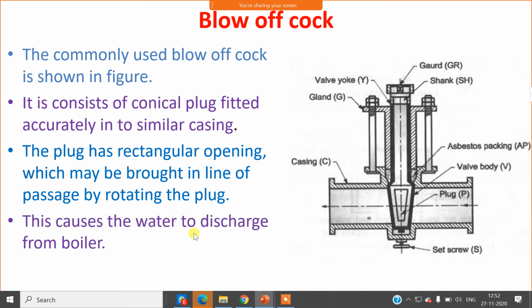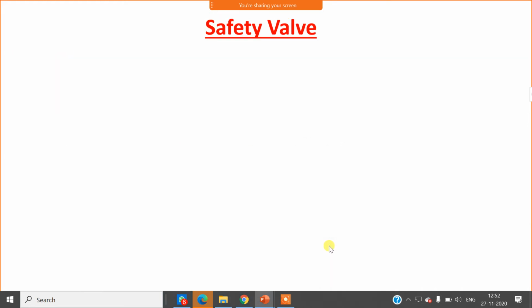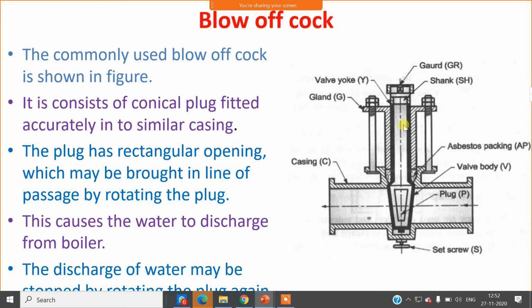This causes the water to discharge from the boiler. The discharge of water may be stopped by rotating the plug again. The discharge of water from the blow off cock can be stopped by rotating this plug again.